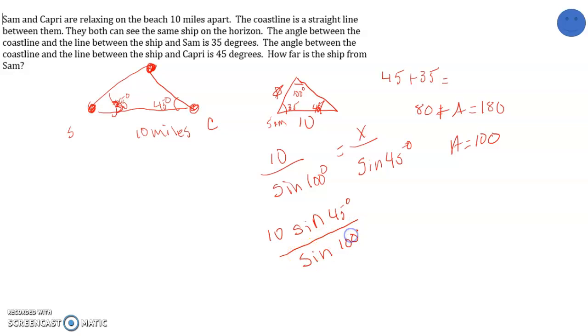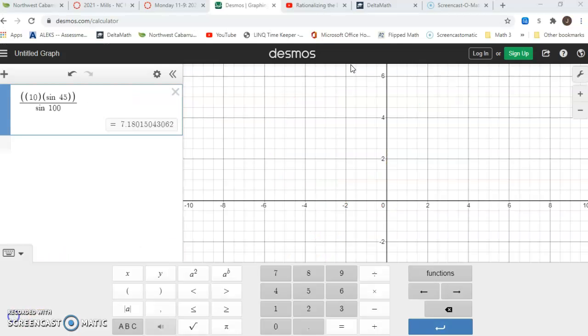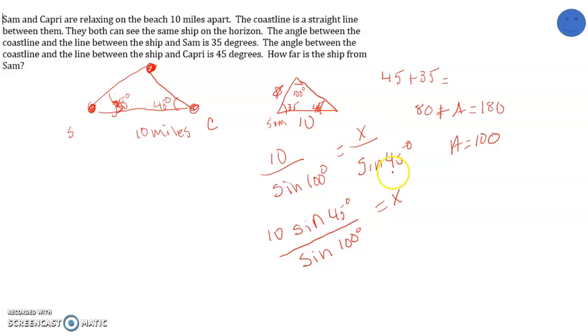Okay, let's go to Desmos and do that. Okay, so we got 7.2. All right, so we say 7.2 equals x. All right, the big thing with these word problems is to make sure that you are drawing them out. Okie doke.